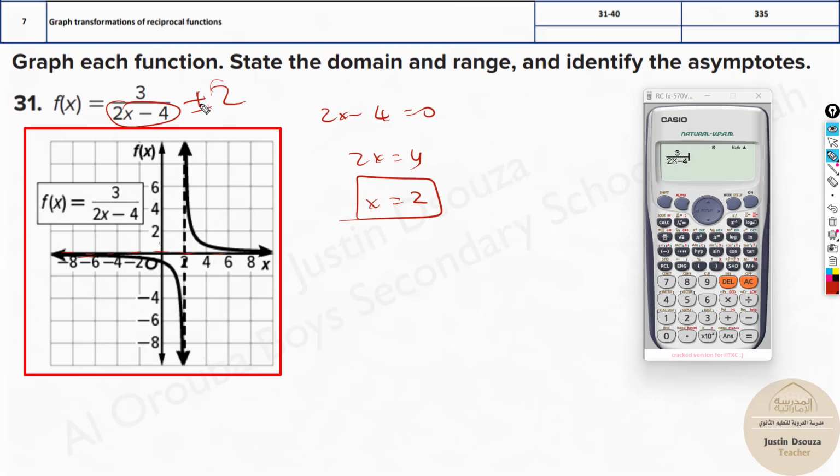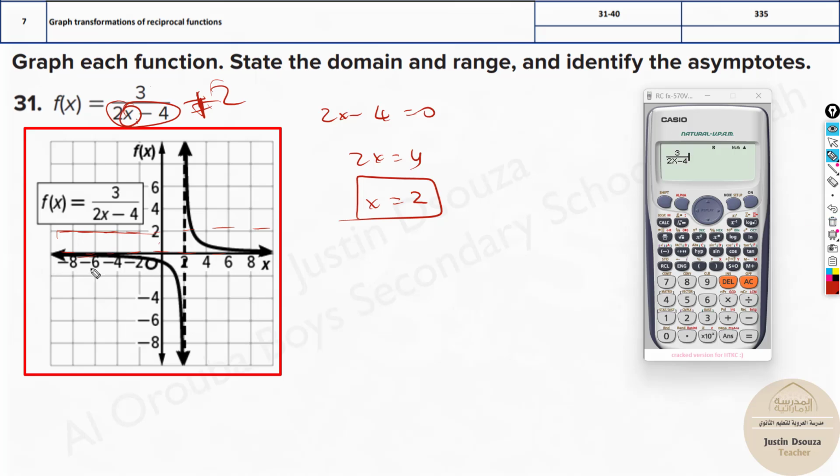But if you have, say, plus 2 here, then the horizontal asymptote will be at plus 2. The rule is that if the degree in the denominator is greater than the numerator, then it will be at 0. But if you have plus or anything, it will be moved. So that is about the asymptotes.